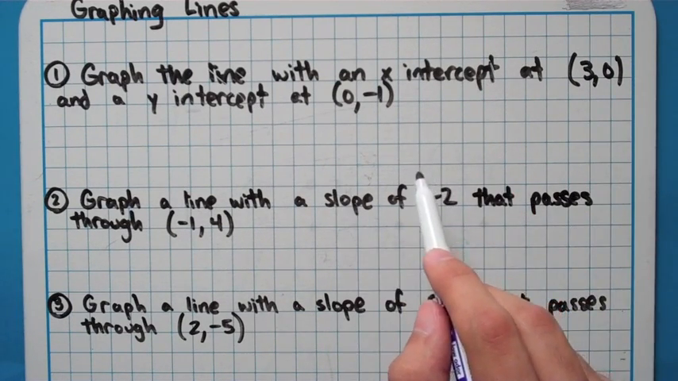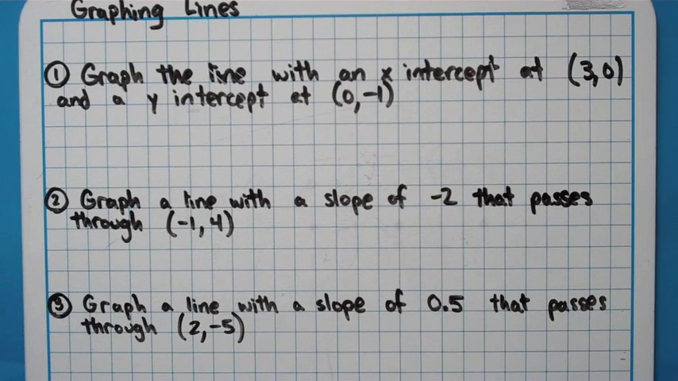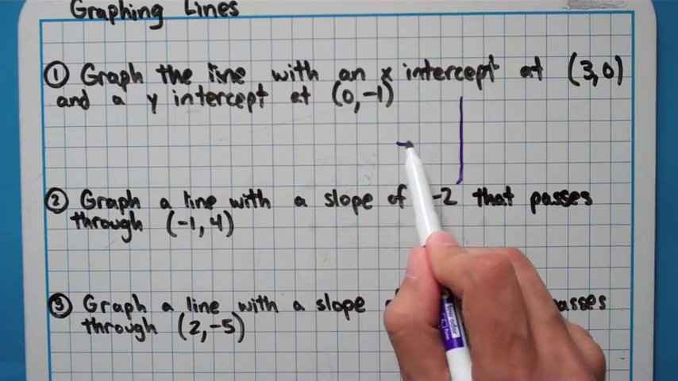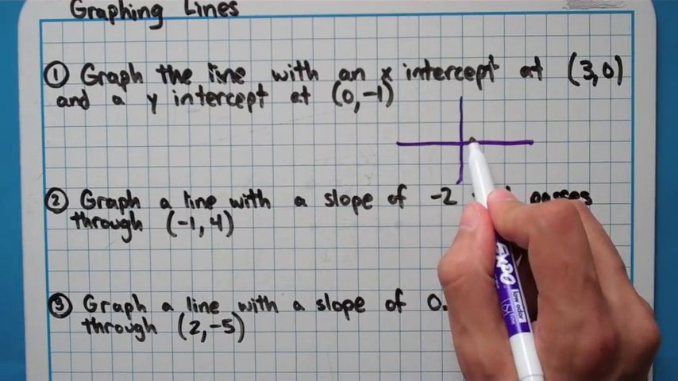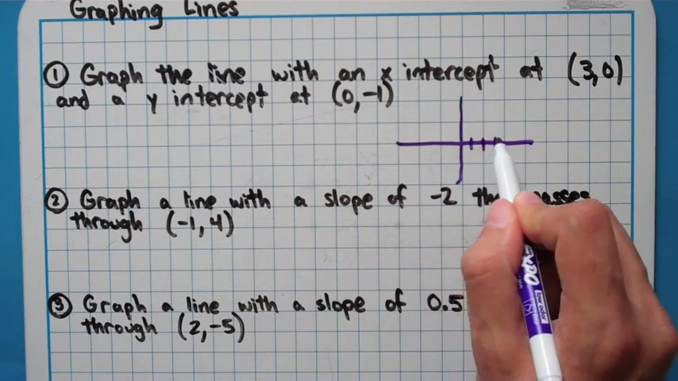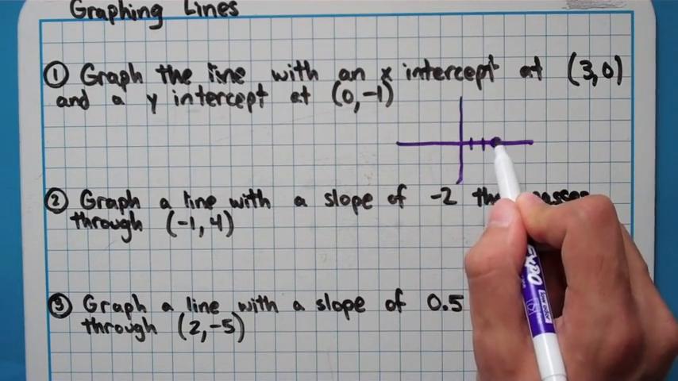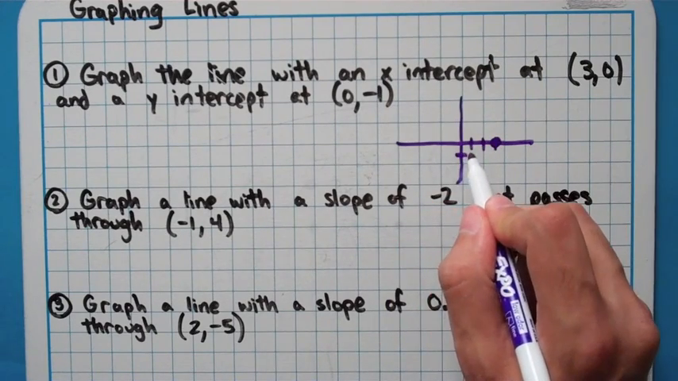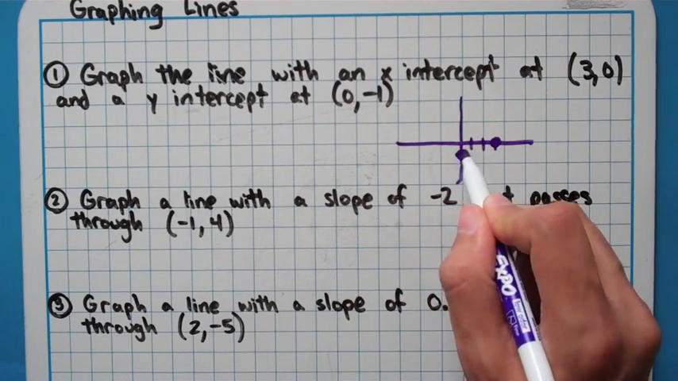y-intercept at (0, -1). Looks tough, and if I ask you to write the equation of the line, it's maybe a little trickier. But if you're asked to graph it, we know that the x-intercept is at (3, 0). So if I were to go to (3, 0), there's going to be a dot there. That's what that means to have an x-intercept there. We know the y-intercept is going to be at (0, -1), which is right there.